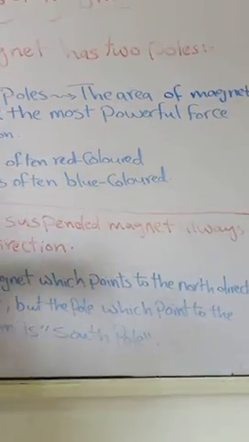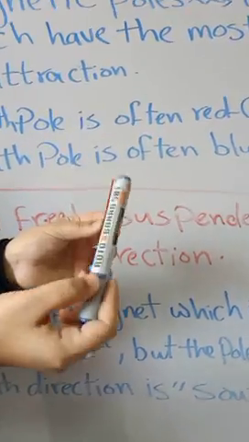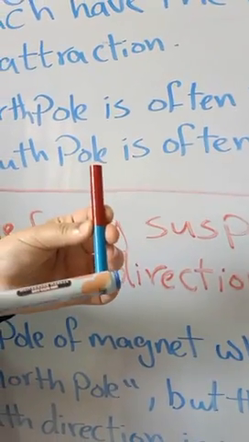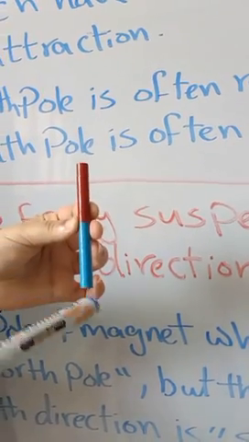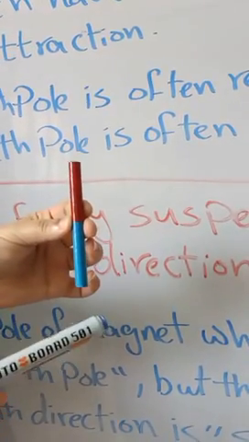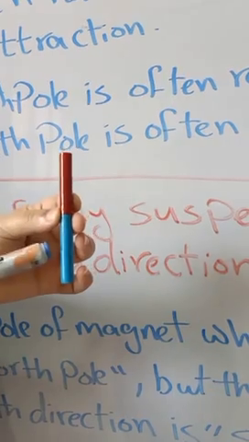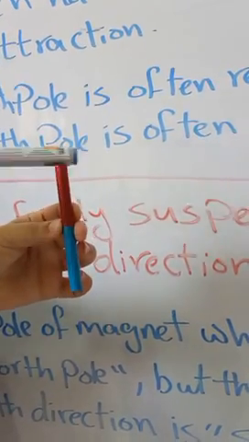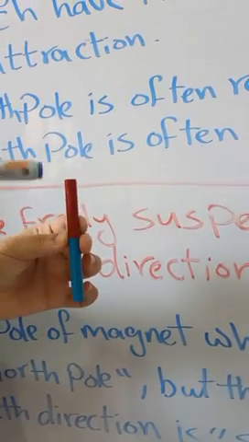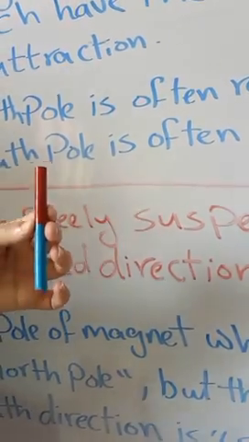So the two ends of a magnet are called the north pole and the south pole, where the south pole is always directed to the south direction of Earth and has the blue color, but the north pole is always directed to the north direction of Earth and has the red color.